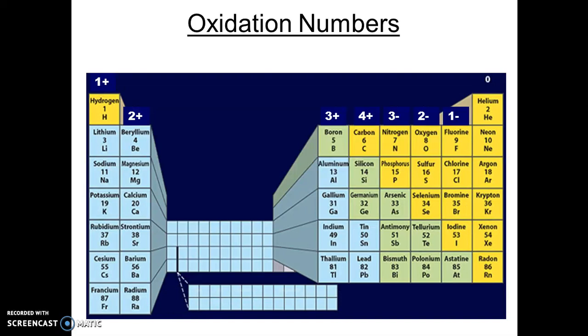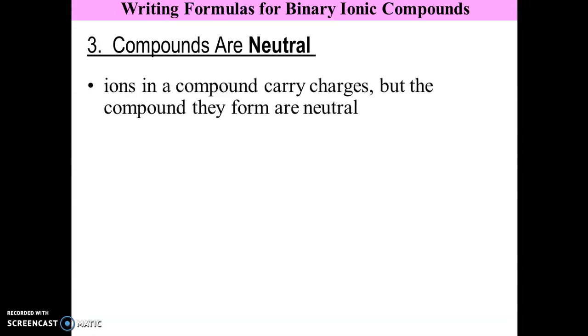So again, these are our oxidation numbers that you should have written on your periodic table, so you can reference them whenever writing ionic compounds. The last thing that we need to know is that compounds are neutral.